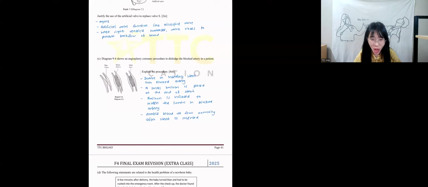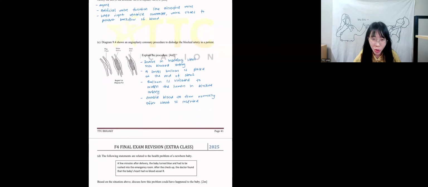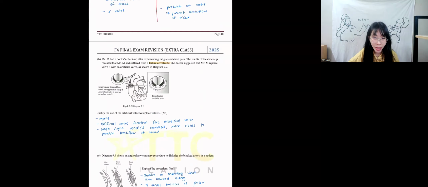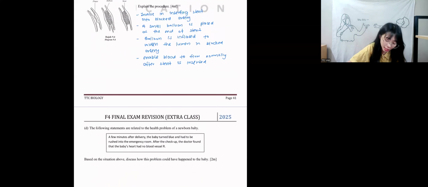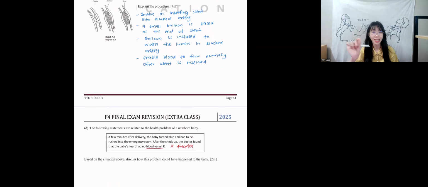Okay, now next, the following statements are related to the health problem of a newborn baby. A few minutes after delivery, the baby turned blue and had to be rushed into the emergency room. After the checkup, the doctor found that the baby's heart had no blood vessel R. What is blood vessel R again? Blood vessel R is aorta. This baby got no aorta, guys. Does it remove the plaque? Yes. The stent just now, they remove the plaque, which is the cholesterol. Based on the situation above, discuss how this problem could happen to the baby.